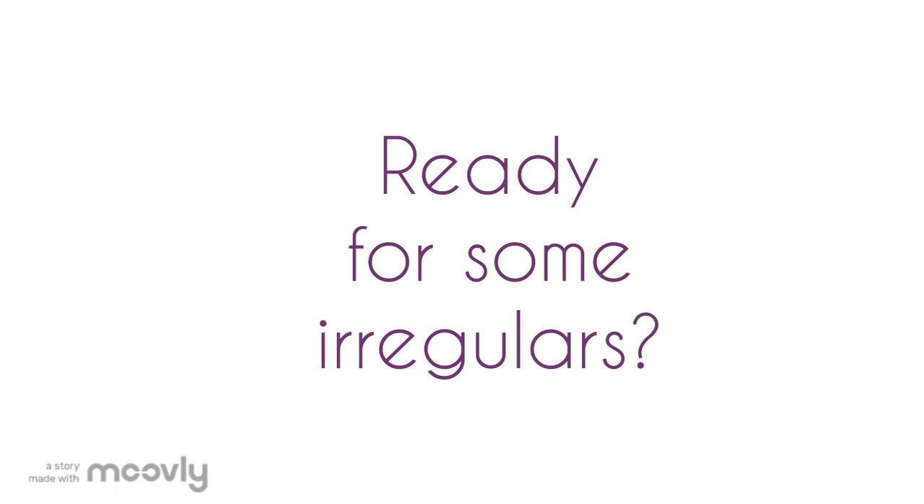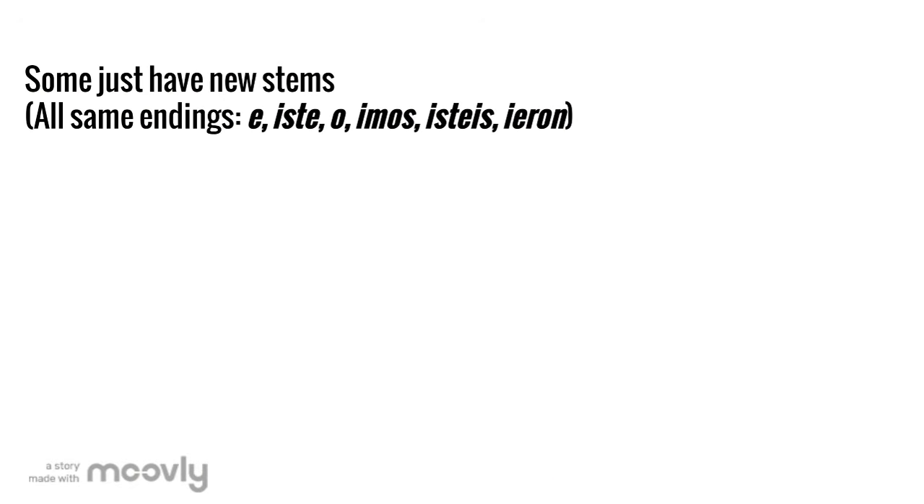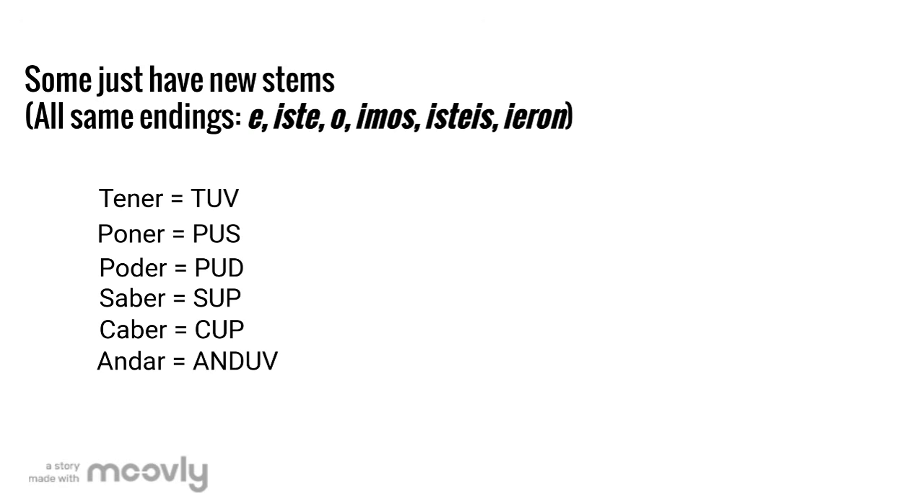We'll include the most common irregular verbs in this video, but that doesn't mean that it's all of them. Some irregulars just have different stems, but the endings still follow a pattern. So this should look familiar, but notice that there are no accents on the yo or ella form this time. For example, estar means to be. The preterite stem is estuve. Add these endings, and you get estuve, I was, estuviste, you were, ella estuvo, nosotros estuvimos, vosotros estuvisteis, and ellos estuvieron. So once you get these irregular stems, the endings fall into place.